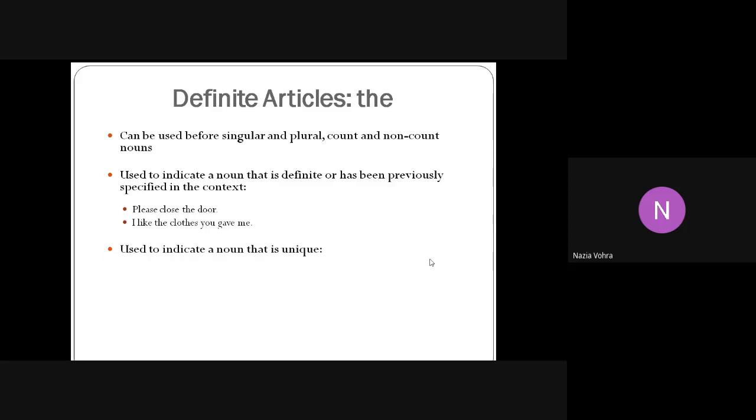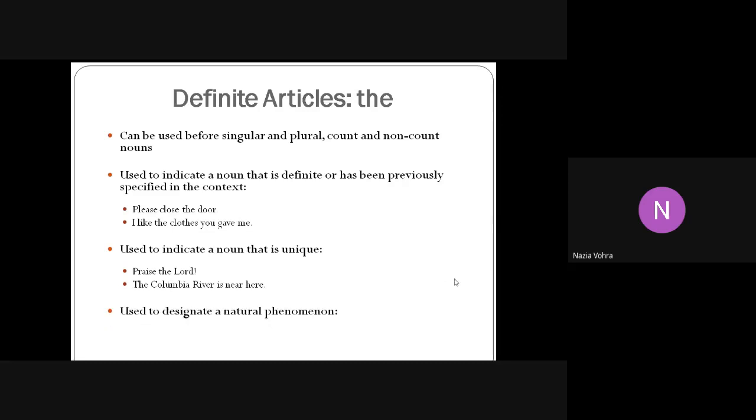Then it is used to indicate that something is unique. Something very unique. Praise the Lord. Lord is unique. There is no other Lord, only one Lord. It is unique, so we use the article the. The Columbia River is near here. Which river? Columbia. So it is unique. So that's when we use the article the.